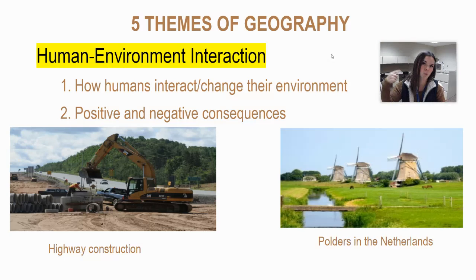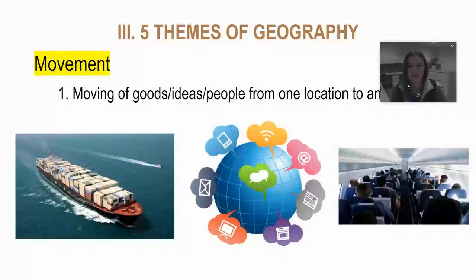Human environment interaction. Two big things. One, how humans interact and change their environment. And two, positive and negative consequences from that. So human environment interaction, how people interact with the environment.